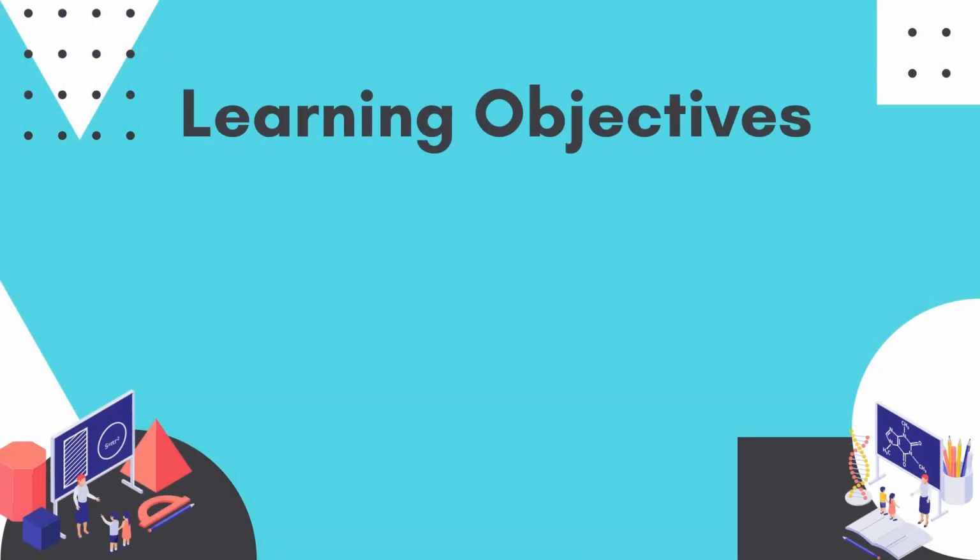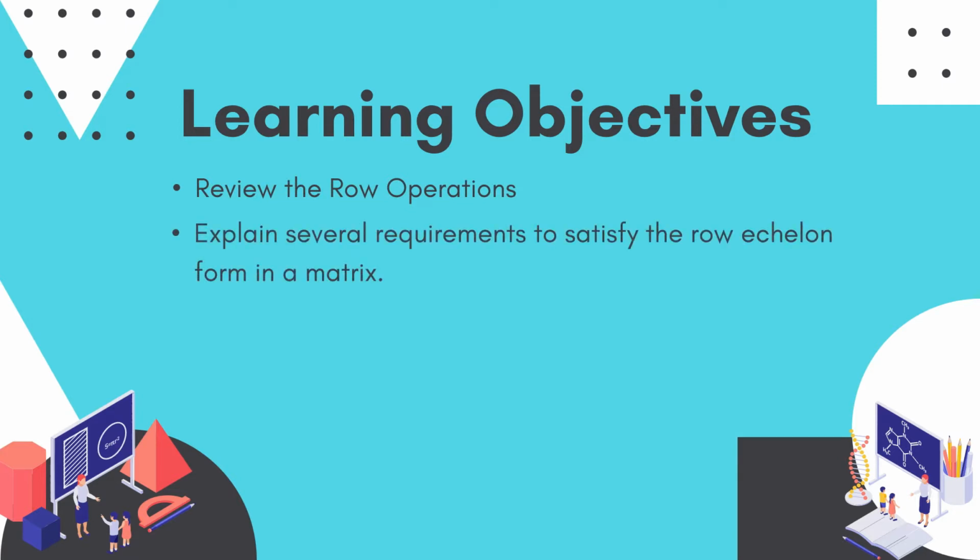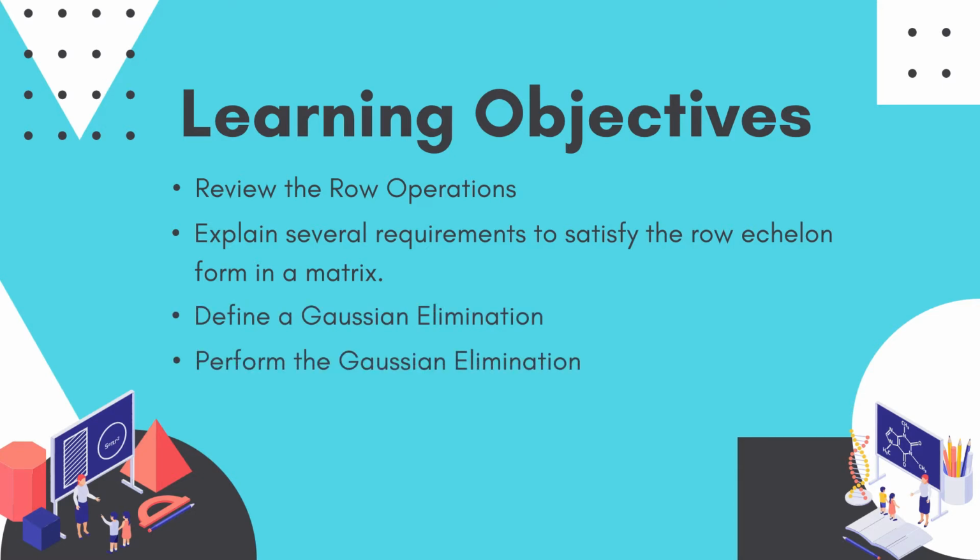These are the learning objectives for today's lesson. The first one is we're going to review the row operations. The second one explains several requirements to satisfy the row echelon form in a matrix. Next, define a Gaussian elimination. And lastly, perform the Gaussian elimination.